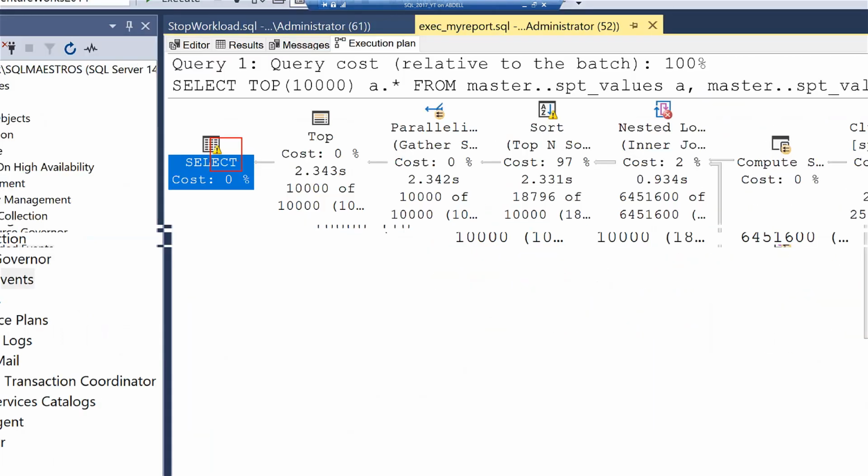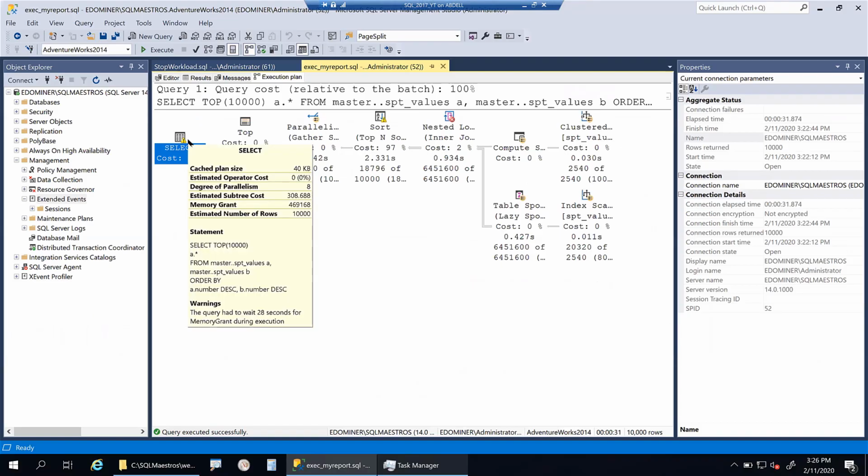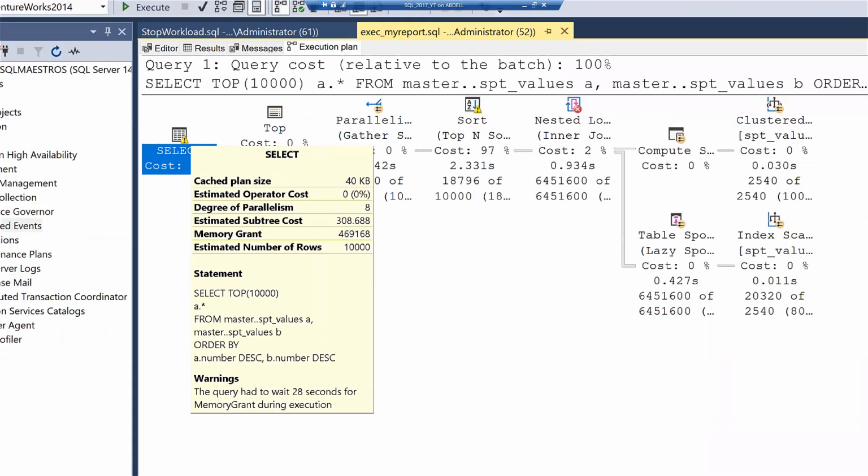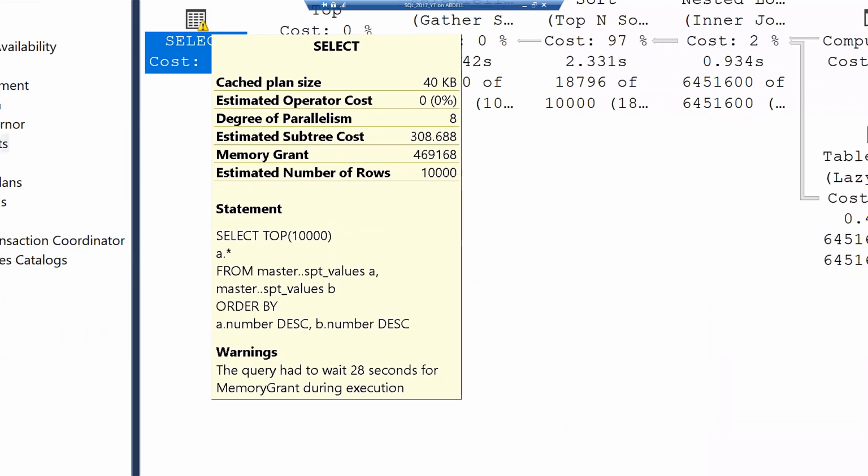And let me take the cursor over the select operator, and I can see that one of the warnings says, and there you go, friends, look at this warning. The query had to wait 28 seconds for memory grant during execution. And this probably is one of the things that I was looking for, whether the execution plan can give me some information. Now, I want to read this again for you.